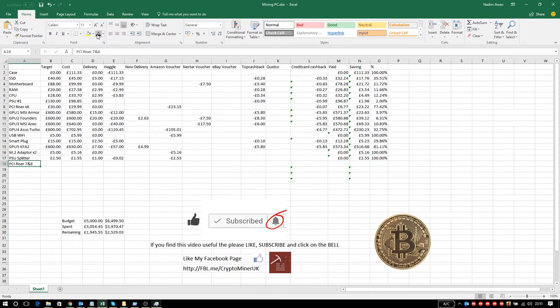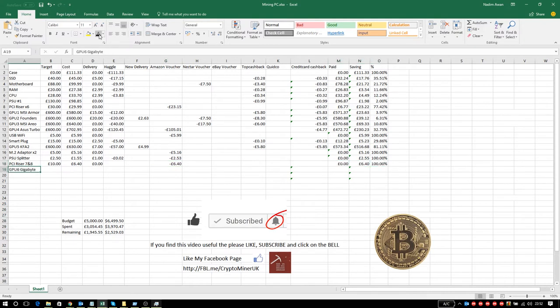Next is the PCI riser, the 7th and 8th one. The target price for this was £5 each, so that's £10. These were £3.20 each, so that's £6.40 with free delivery. I used my Amazon vouchers of £6.40, which means I got this for free. That's a saving of £6.40 or 100%.